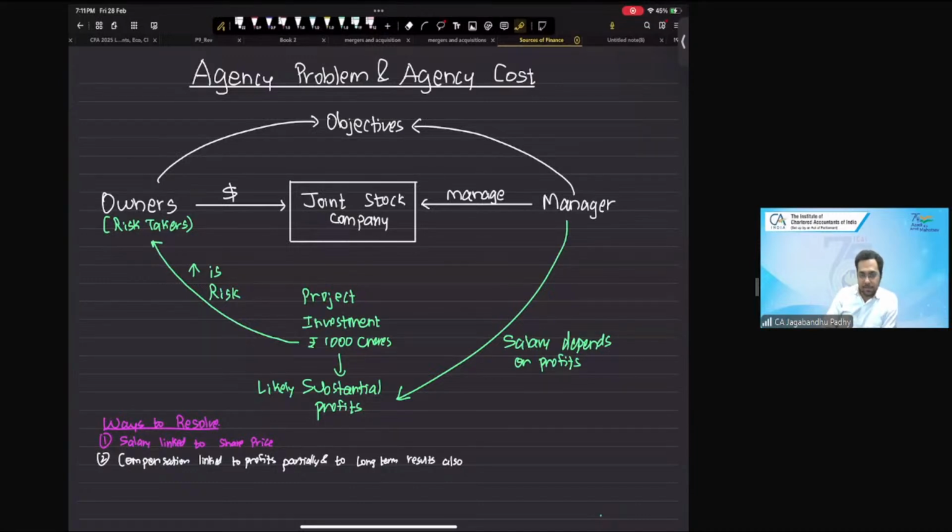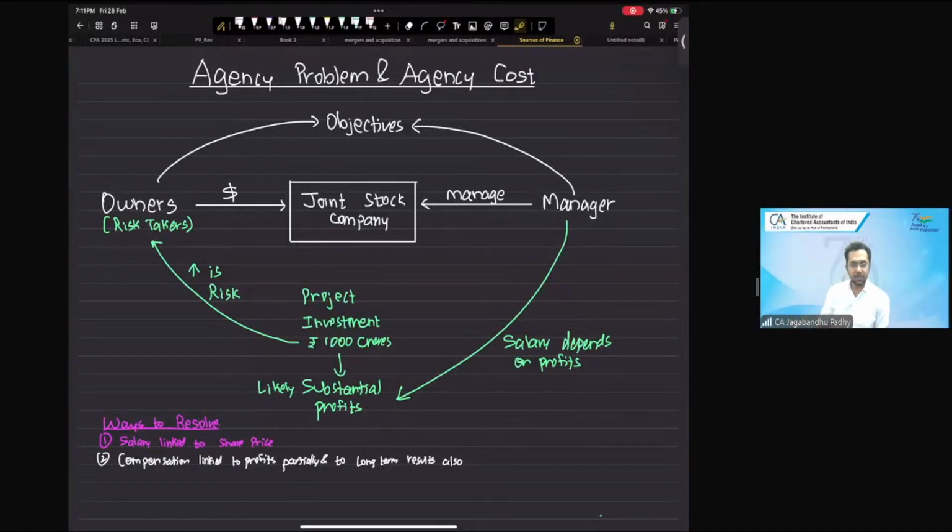Am I right, guys? So we need to resolve this conflict. To resolve this conflict, what are we supposed to do? We link the share salary to the share prices, we link the salary to the profits that have been generated by the company, right? And it may not be just one year's profit. We can offer a compensation scheme like this.